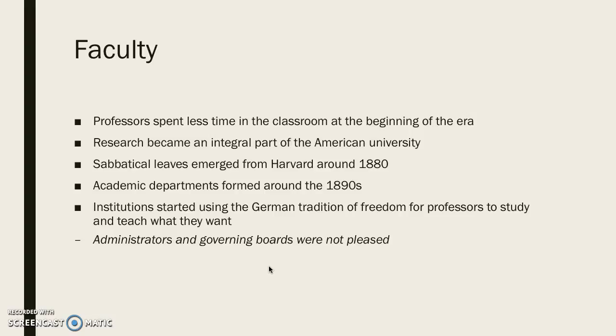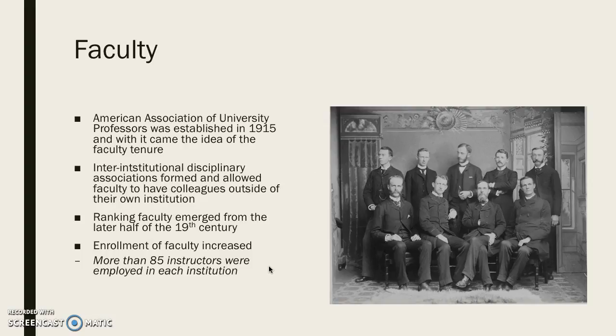Another German influence was having professors choose what they wanted to study and teach, and having students choose their own studies. Administrators weren't really fond of this academic freedom since faculty might try to spread unpopular ideas. The American Association of University Professors were established in 1915 to give faculty rights. With it emerged the idea of faculty tenure.